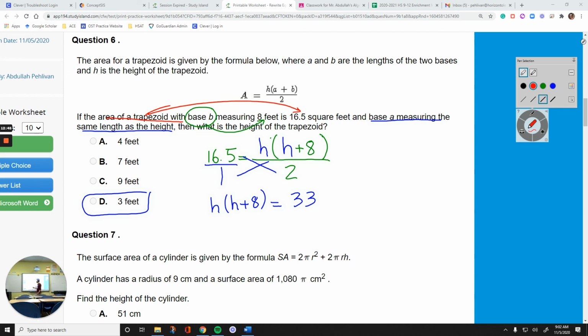Or let's start with 4, okay? I don't want to start with the right answer. 4 times 4 plus 8. Does that give me 33? The parentheses is 12 multiplied by 4, that's 48, not 33. So the answer is not 4. I tested that one out. And I'll show you why 3 is right. If you plug in 3, it becomes 3 times 11. That's what it becomes. And 3 times 11 is the same as 33, so the height would be 3 feet. Okay? So that was all for this video, guys.